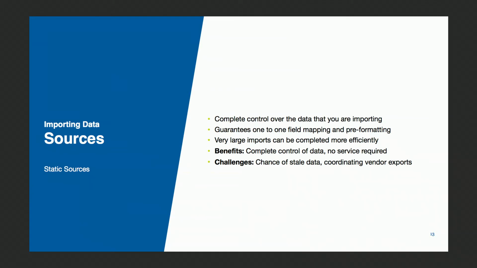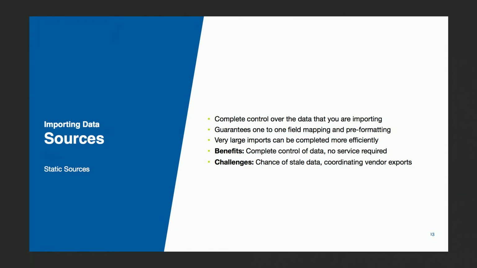So static sources are good because you have complete control over your data. You can pre-format all your addresses and taxonomies and everything to what the Drupal fields need, and they're all one-to-one if you desire. They can handle large imports because you're not using an over-the-internet connection that might time out. The challenge is you might have to do an export from your vendor every time you do a different iteration of your dev site, or a couple hours before going live to get that data to be current.